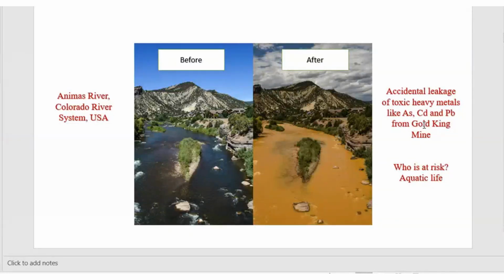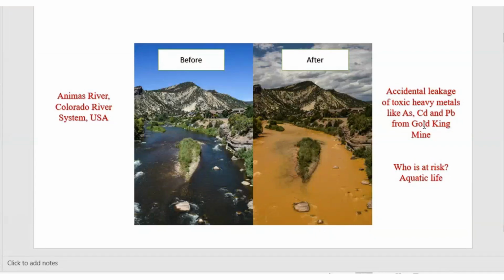It was not as polluted as it is now, but because of excessive gold mining, and whenever gold is extracted, a lot of other heavy metals are also extracted along with it. And because of ignorance, improper protection, or improper techniques, measures were not taken, which allowed the release of these metals into the river. It changed the river drastically in color. The aquatic animals residing within this river were affected, and their lives were lost.